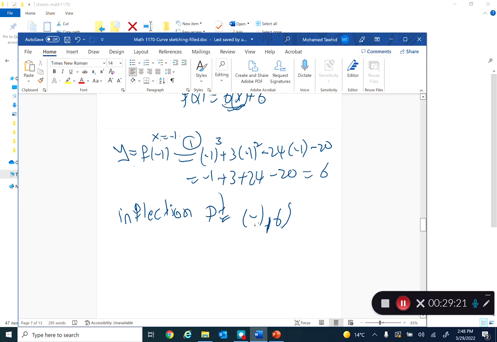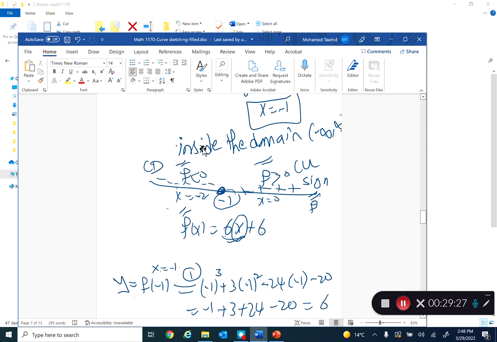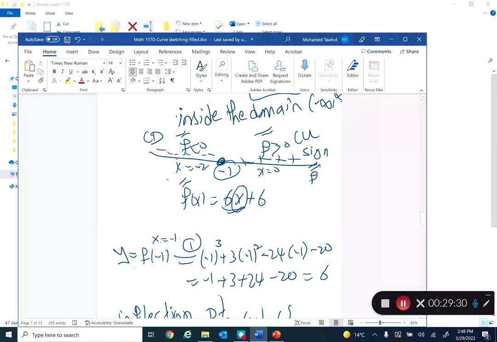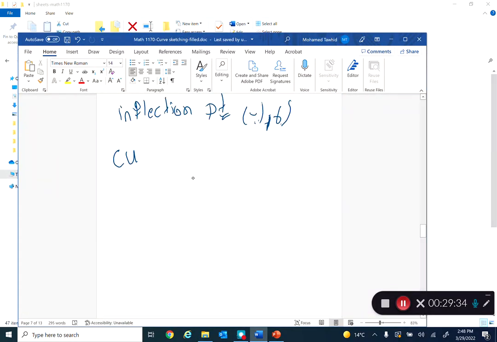Then where is the interval where f is concave up, and where is the interval where the graph is concave down? Look what you have. From -1 to plus infinity, that is the interval where the graph is concave up. Where is the graph concave down?